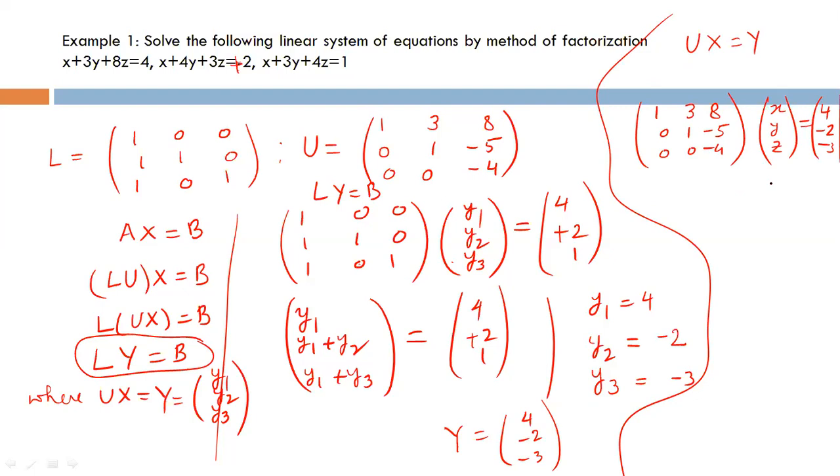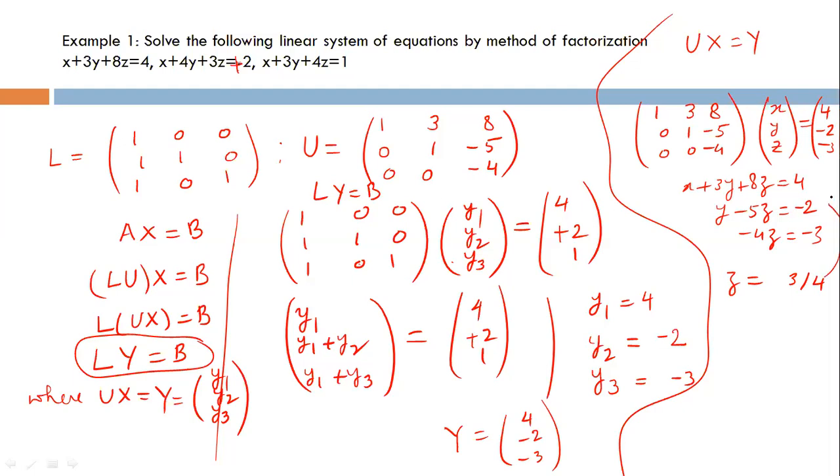Using back substitution now: X plus 3Y plus 8Z equal to 4, Y minus 5Z equal to minus 2, and minus 4Z equal to minus 3. You can see that Z equal to 3 by 4. Now put Z in the second equation, you will see Y equal to 7 by 4, and if you put Y and Z in equation 1, X equal to minus 29 by 4. So this is the way to solve the question by LU decomposition.